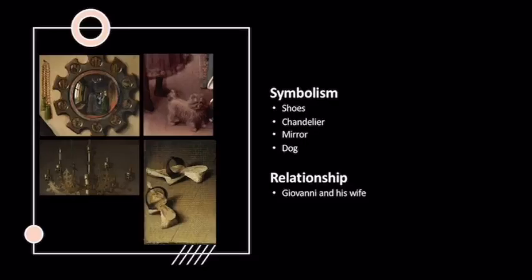There are many symbolic values in this portrait. Their shoes being off could symbolize a sacred event taking place. The single-lit candle in the chandelier on the left is believed to represent how Giovanni is still living, while the burnt-out candle on the right symbolizes that the wife is dead.